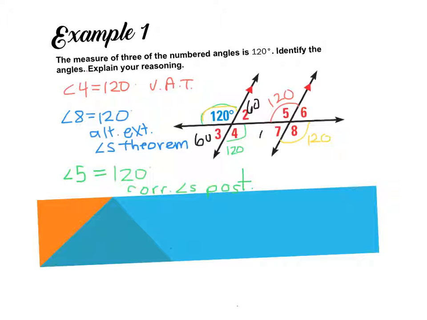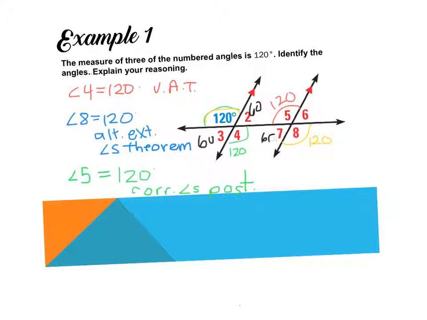That means this is 60 because in respect to the 2, 7 has what relationship? 2 and 7 would be what? Alternate interior, right? How about 2 and 6? Corresponding. Or 7 and 6, what's the relationship there?